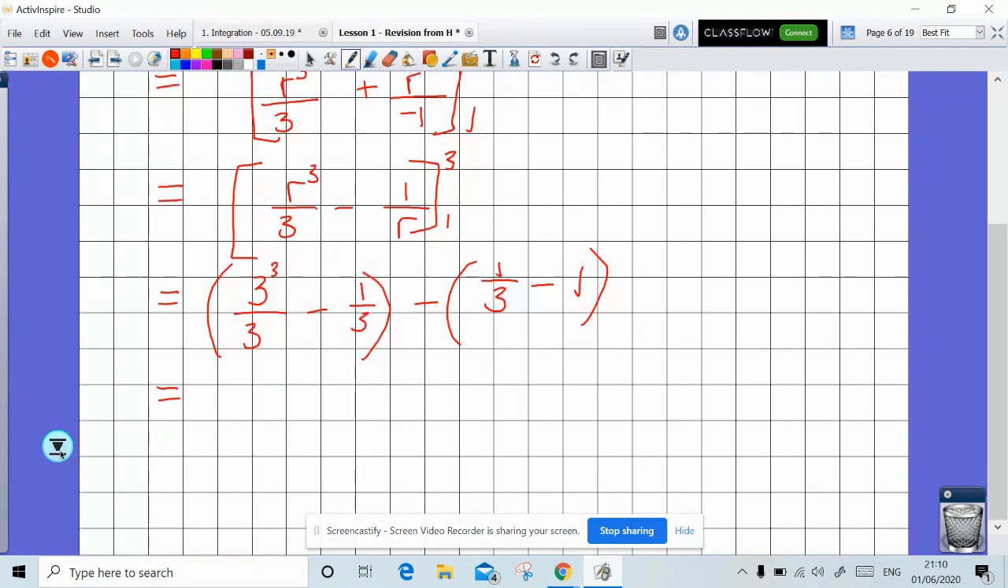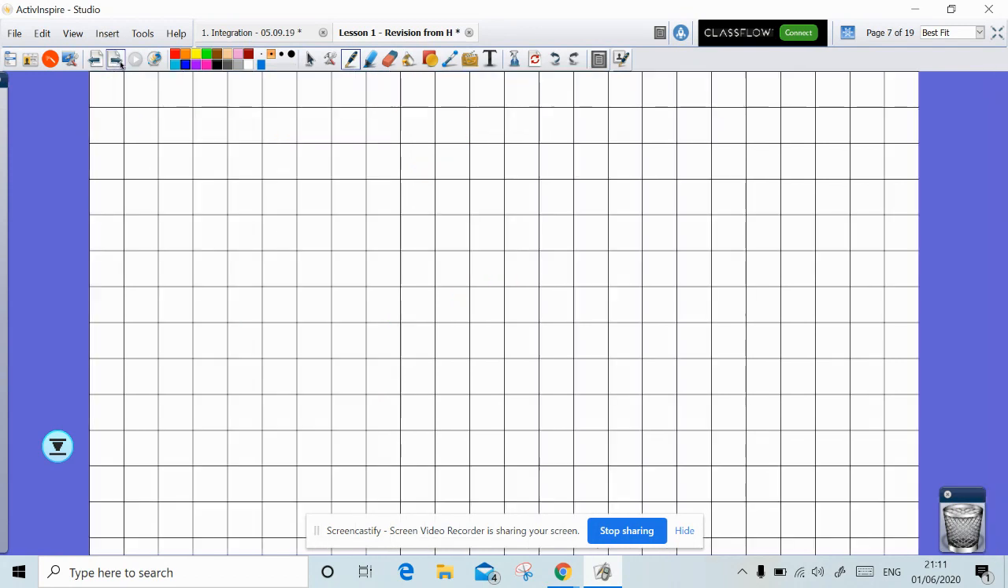Okay, so feel free to pause this, type this all in your calculator. Your final answer that you're going to get is 28 over 3. Okay, so you can double check it on your own by typing it into the calculator. So that's us finished the revision from Higher. What we're going to go into right now is the new integrals for Advanced Higher.